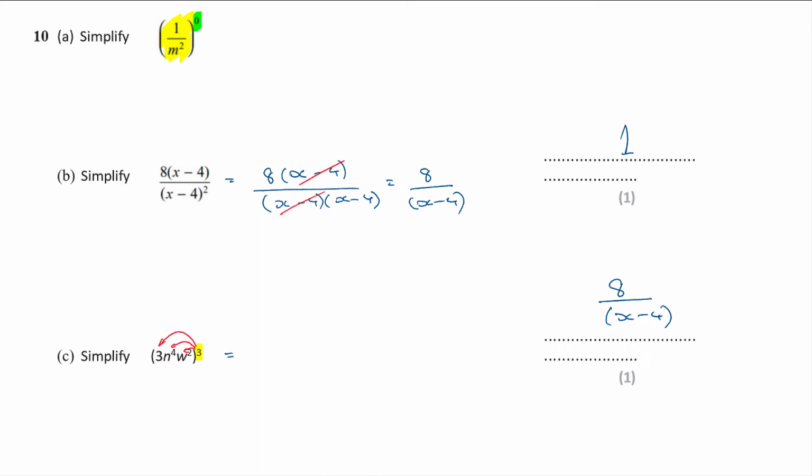I've got 3 cubed. 3 cubed is 3 times 3 is 9, times 3 is 27. Or I could have just written down 3 cubed, I suppose. n to the 4 raised to the power 3. When you've got an index of an index like that, you multiply the indices together. So that's n to the power of 4 times 3, which is 12. And then I've got w squared raised to the power of 3. So w squared times w squared times w squared, that's w to the 6, isn't it? So 27, n to the 12, w to the 6.